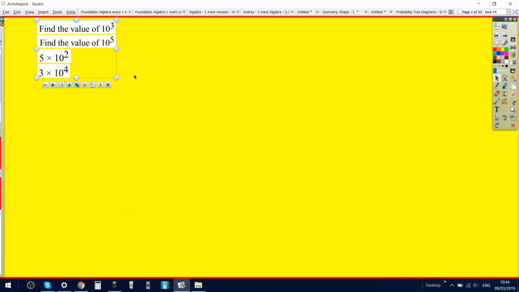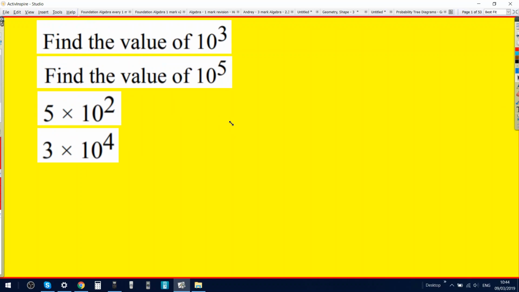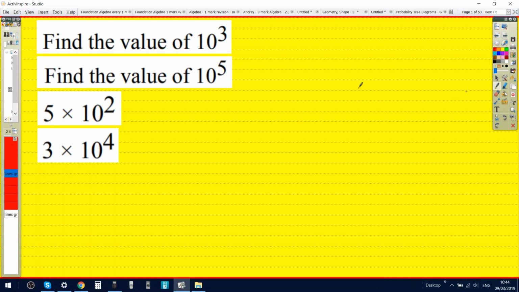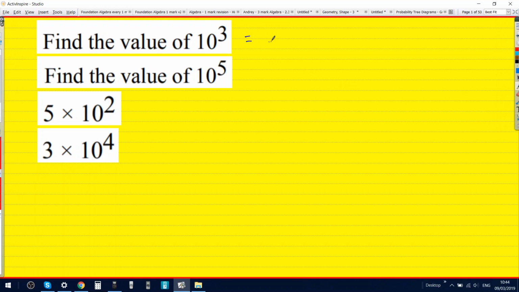Okay. How do we do these? So the value of 10 cubed, that would be 10 times 10 times 10. So that would be 1,000. Yeah, 1 with 3 zeros. And then this would be 10 times 10 times 10 times 10 times 10, 5 times. So that would be 10,000. Yeah, 1 with 5 zeros. Whatever it is, 1, 2, 3, 4, 5. I think it's 100,000.